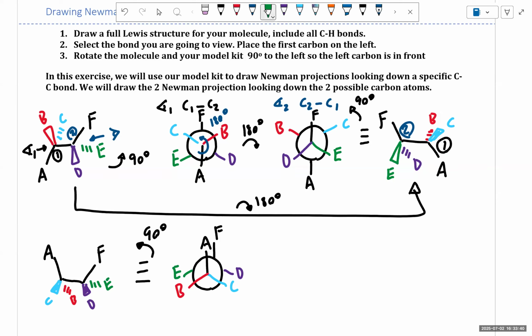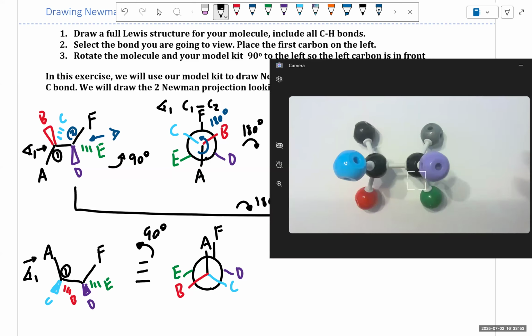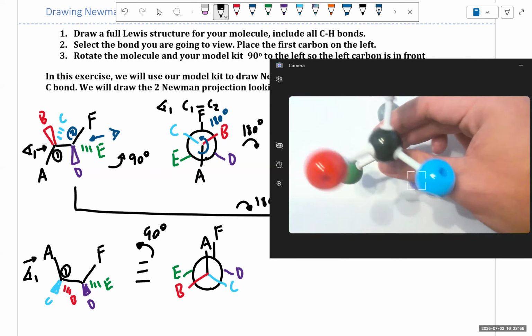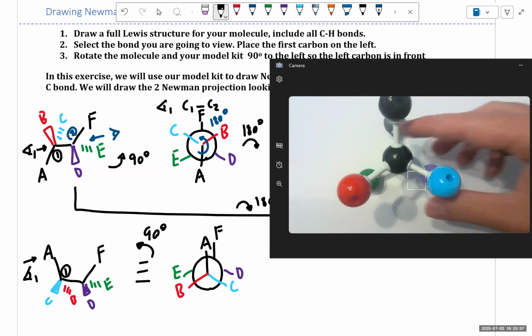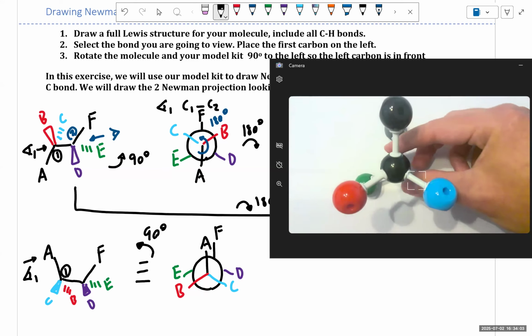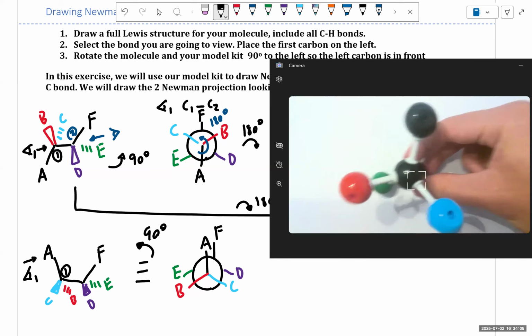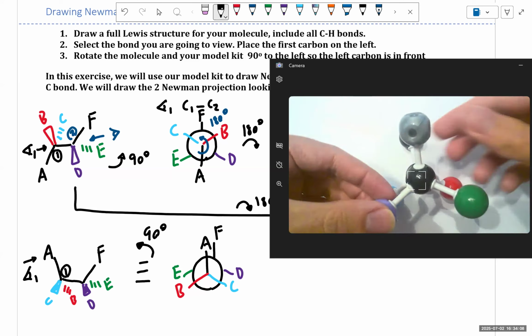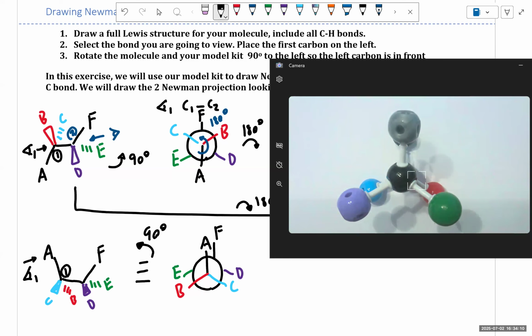Now, we have drawn the Newman projection view looking down carbon 1, carbon 2. This is carbon 1. We can just as easily look at the alternative Newman projection view. So here we drew this initial Newman projection view looking down carbon 1, which is in front. We can just as easily look down carbon 2 by taking our whole model kit and rotating it 180 degrees to look down carbon 2.